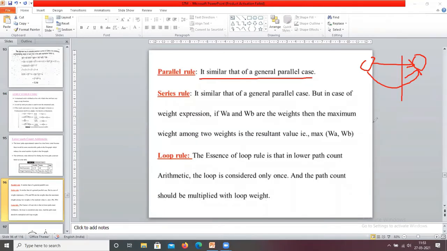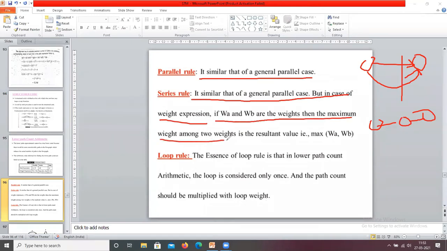And series rule is nothing but, these are the links, so these are in series. It's similar to that of a general parallel case, but in case of weight expression, WA and WB are the weights, then the maximum weight among the two weights is the resultant weight. So that is max of WA comma WB. That means if it is 2 and 3 in series, we take 3 as the resultant weight.